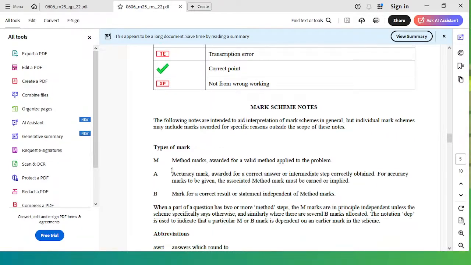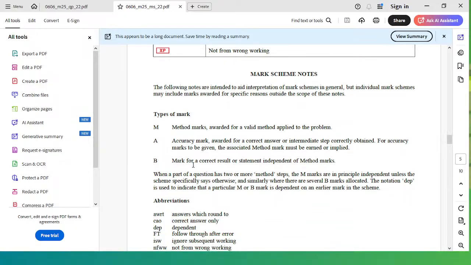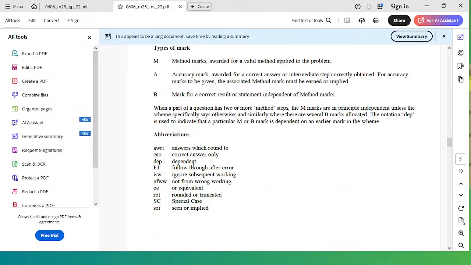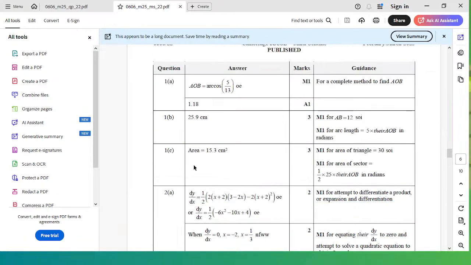So we're going to go method. There's method marks awarded for correct method, so this is working. There's accuracy marks, which depend on method. If you want accuracy marks, you must get the method marks. And finally is B marks, which is correct result or statement, independent of method marks. So let's start off with the first question.